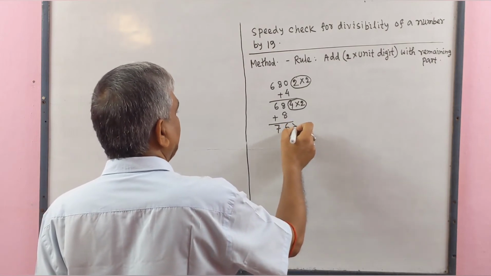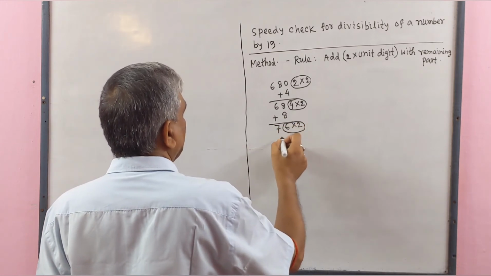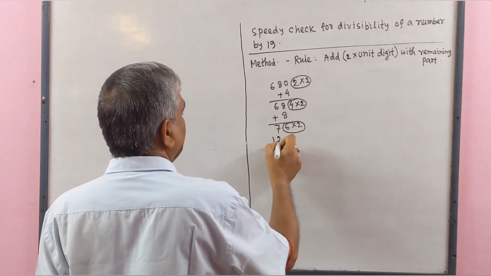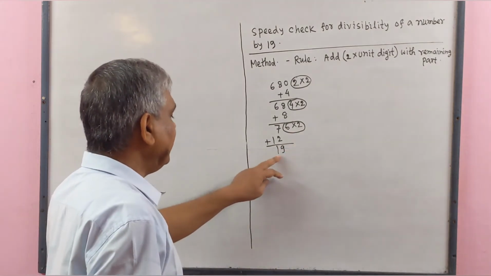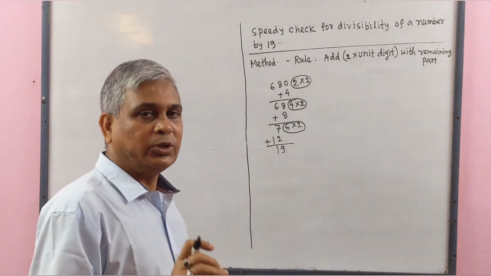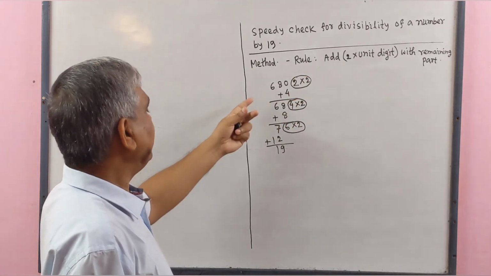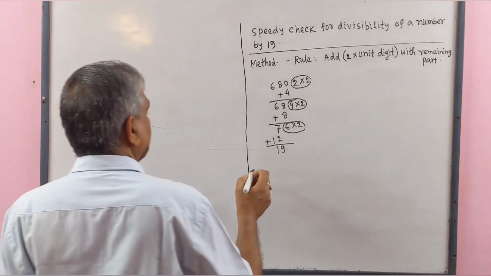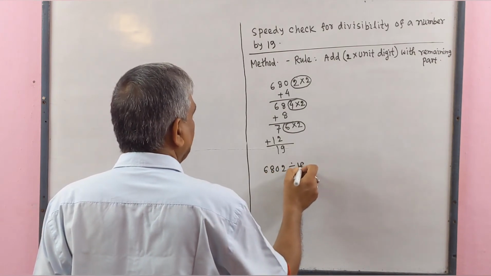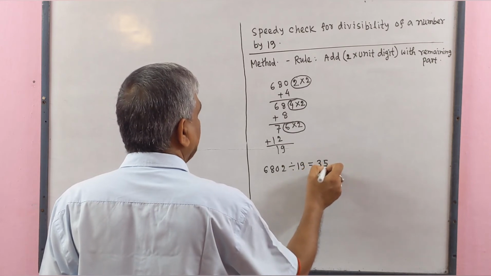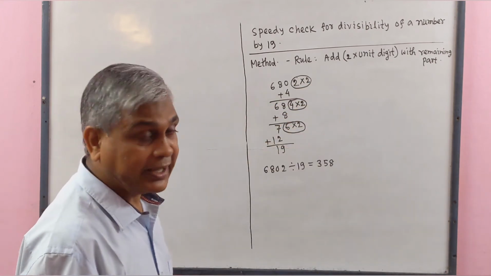Again we multiply this by 2. We get 12 and we add this to the remaining part. Here 19. 19 is divisible by 19. So the given number 6802 is divisible by 19. If we divide 6802 by 19, we get 358.